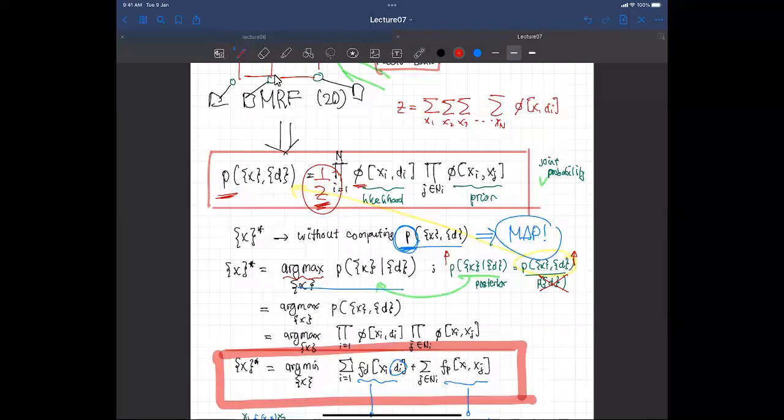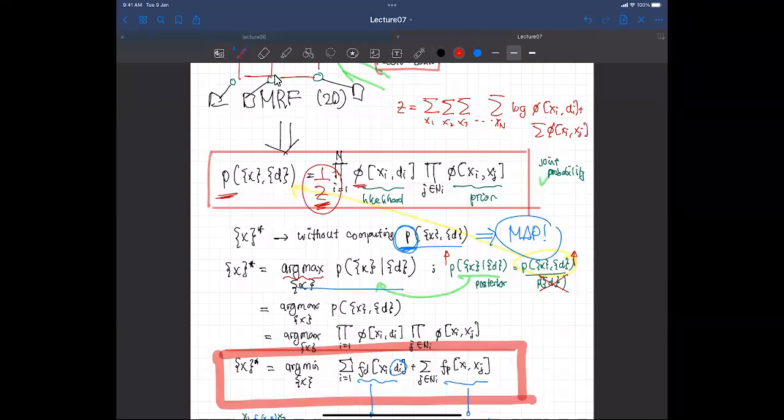If you just put log on that function, we can have product or have sum. It doesn't really matter. So if it is sum, then it's log phi of xi, di, plus the sum of phi of xj. So we have to compute this one.